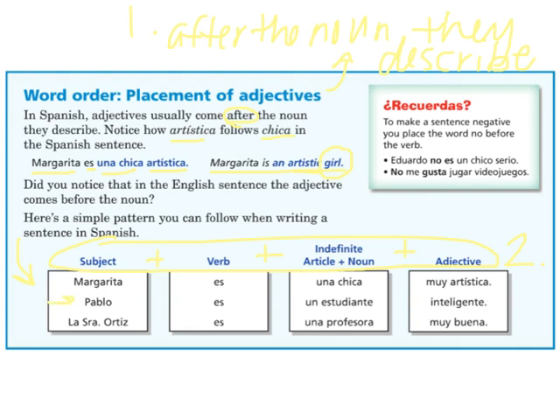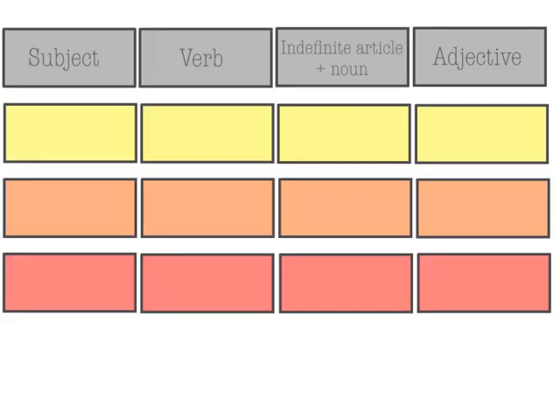Pablo es un estudiante inteligente. Pablo is an intelligent student. La señora Ortiz es una profesora muy buena. Señora Ortiz is a very good professor. If you need to pause this to write those two things down in your notes, feel free, but we're going to make some sentences of our own on the next slide.